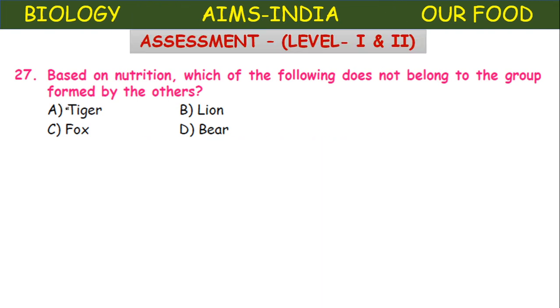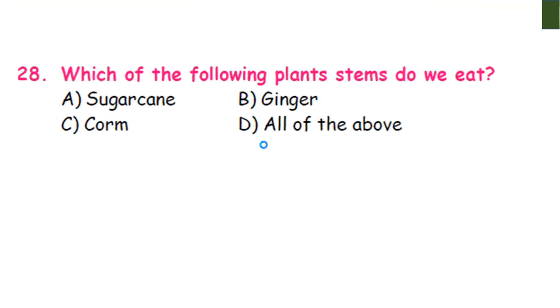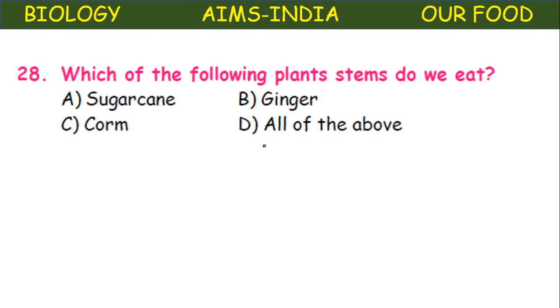Based on nutrition, which of the following does not belong to the group formed by the others? Tiger, lion, fox, bear. It is the bear which is omnivore. It eats honey as well as fish and others. Okay, it's the omnivore. Remaining all carnivores.